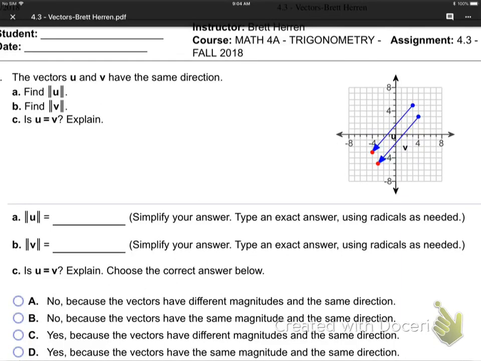a vector. We're assuming you know nothing about vectors, which may or may not be an accurate assumption, but we'll start from the ground floor. What is a vector?